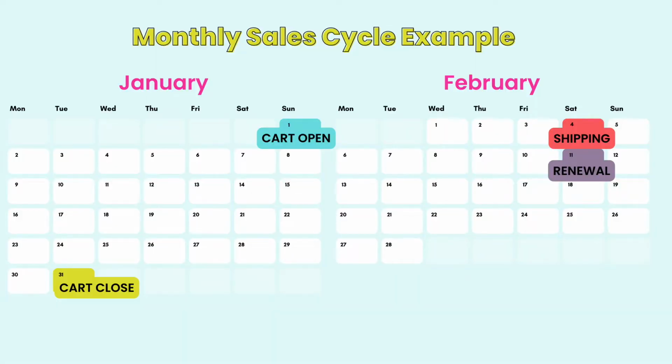If you're a monthly box, these are pretty straightforward dates to identify, right? It could look something like this. You could open your cart for new orders on the 1st of the month, close it at the end of the month, ship on the 4th of the following month, and then renewals take place on the 11th of the month. That's pretty easy and straightforward.